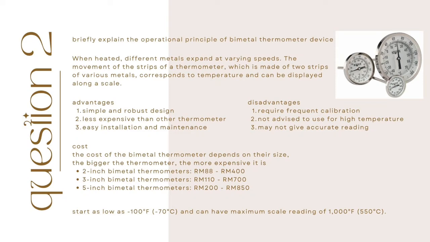The disadvantages are that it requires frequent calibration, is not advised for high temperature, and may not give accurate readings. The cost of the bimetal thermometer depends on the size. The bigger the thermometer, the more expensive it is. The 2-inch bimetal thermometer costs around 88 ringgit Malaysia to 400 ringgit Malaysia. The 3-inch is 110 to 700 ringgit Malaysia. And the 5-inch is 200 ringgit Malaysia to 850 ringgit Malaysia.